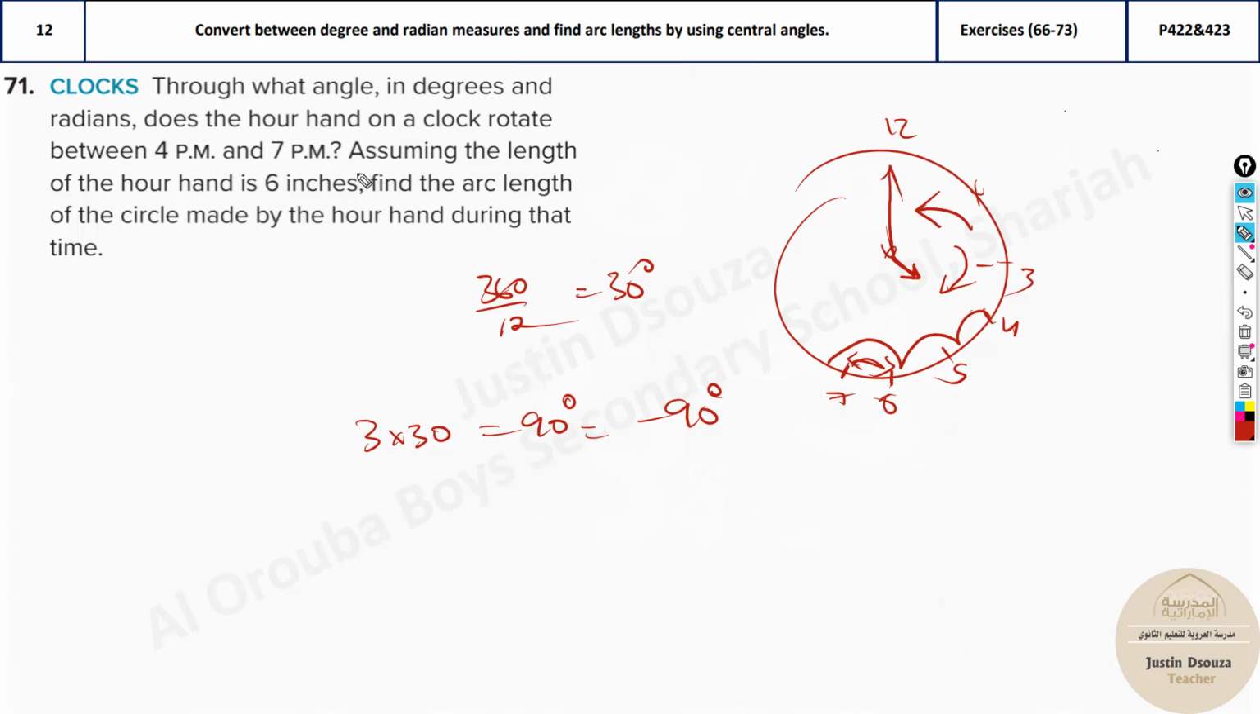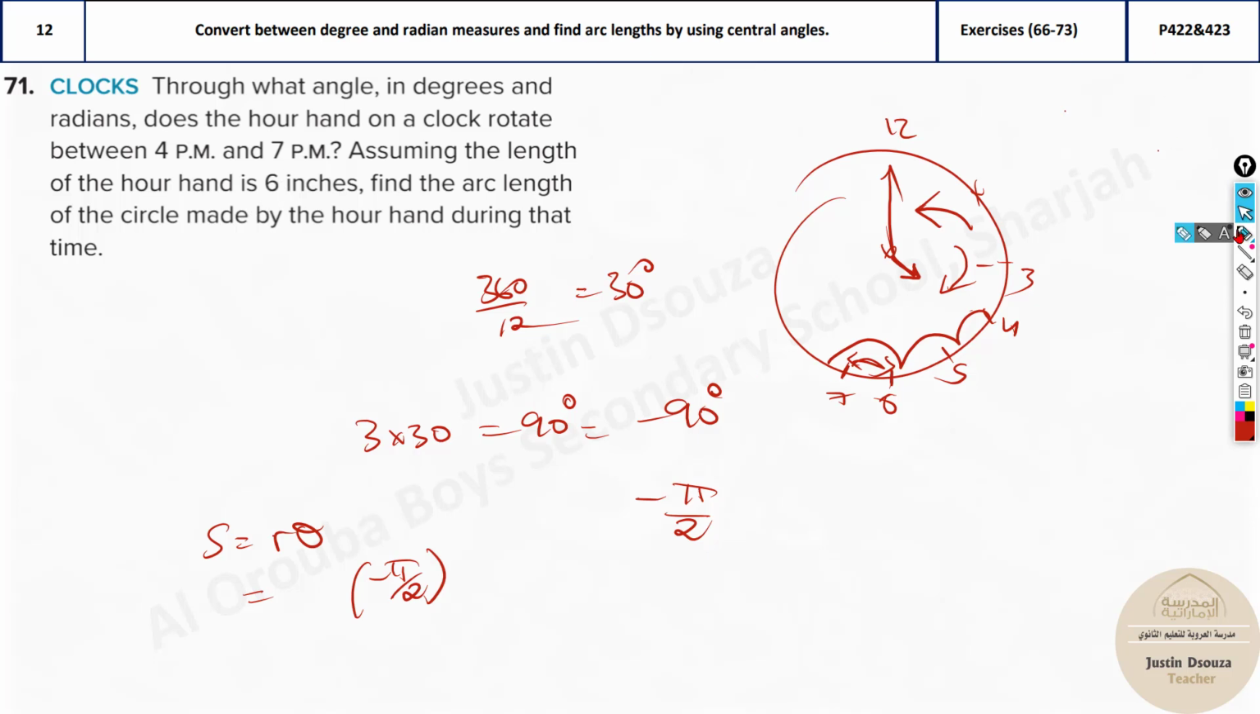That's fine. Now, what we need to do is find the arc length. S is equal to r theta. So convert this to radians. How much is 90 degrees? Negative pi by 2 radians. So over here theta is negative pi by 2. You don't need to put the value of negative. Let it be for now. I'll tell you why. And assuming the length of the hour hand is 6 inches, find the arc length.